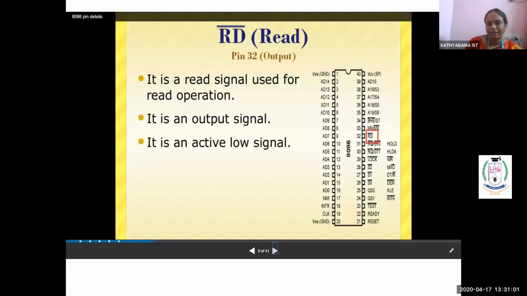And then read bar. Read bar we already know. If I want to read any data from memory or any IO device into the microprocessor, I can read it from memory or IO. That is read bar. Read bar means whenever the signal goes active low, my read signal will be enabled. So read operation means we read from memory to the microprocessor.